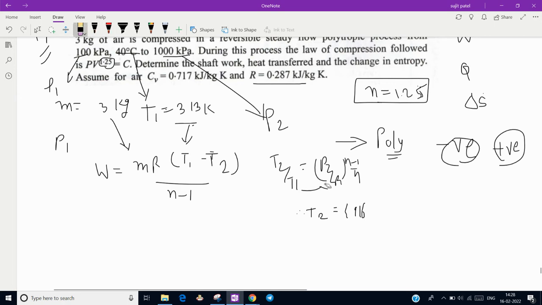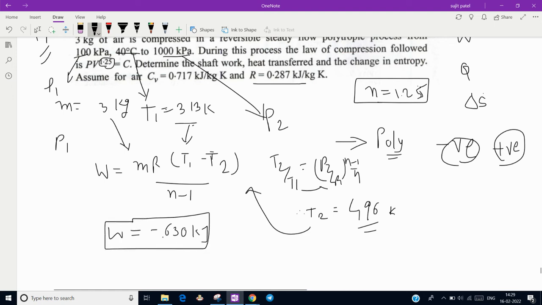Put in all those values, and you will get T2 as 496 Kelvin. Yes, it is 496 Kelvin. Now put this T2 value over here, and n is equal to 1.25, so you will get minus 630 kilojoule work done. That means the work is given to the system.